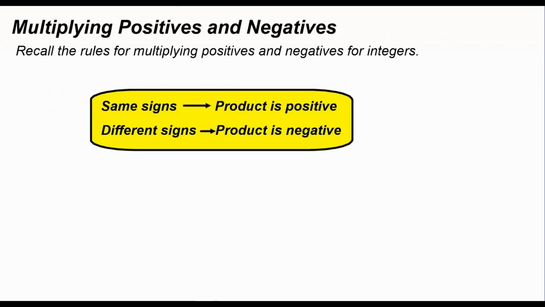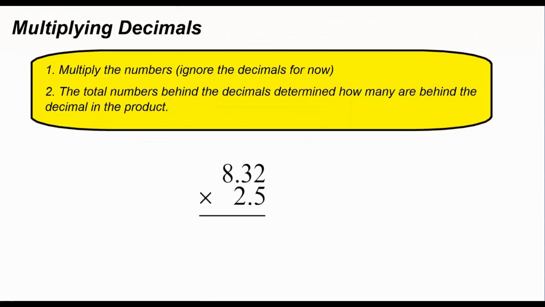So multiplying positives and negatives, recall the rules for multiplying positives and negatives for integers. They're the same thing for rational numbers as well. So there's nothing new we need to remember as far as multiplying positives and negatives go. Recall that if the signs are the same, that means positive, positive, or negative and negative, that product is going to be positive. Same signs, product is positive. If we have different signs, a positive times a negative or a negative times a positive, then your answer or your product is going to be negative. Those rules apply the same for rational numbers, the same as they did for integers.